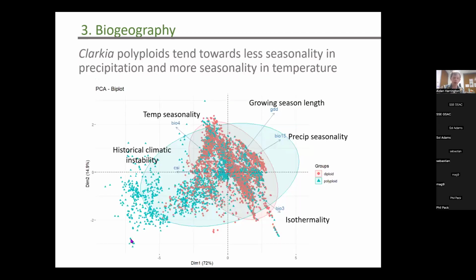All right, so just to back up a second and talk about the broad scale differences between diploid and polyploid ranges and the environments within them. Here we have this principal component analysis that's just a quick overview of what environments diploids and polyploids tend to inhabit. And we can see that they really separate along these axes involving things like temperature seasonality and precipitation seasonality, where polyploids are in environments that are much more seasonal in temperature, but much less seasonal in precipitation. And also, interestingly, more historically unstable in terms of climate, like things like glacial fluctuations.